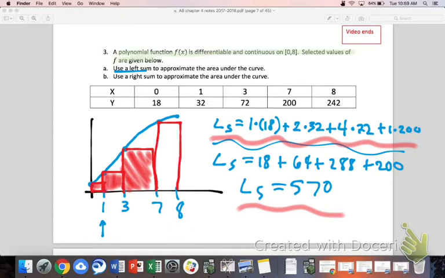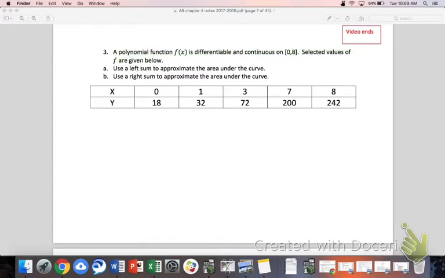I am going to erase all of this and show you an alternative way. If you're going to do a left sum, here's what you could do. You can just work with the table, and you can say that the x's will be giving you your base lengths, and the correct y will be giving you your height. So what I would do is I'd say my first interval is from 0 to 1, and so my base length is 1, and I'm going to use the left height.